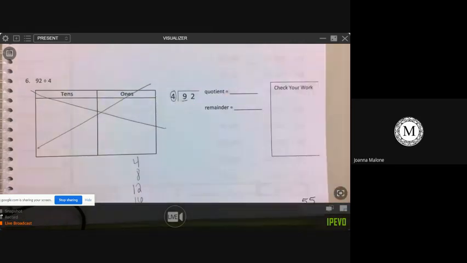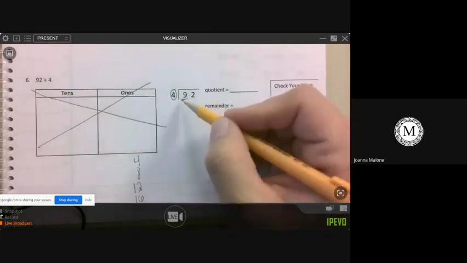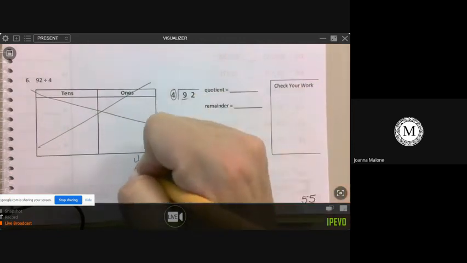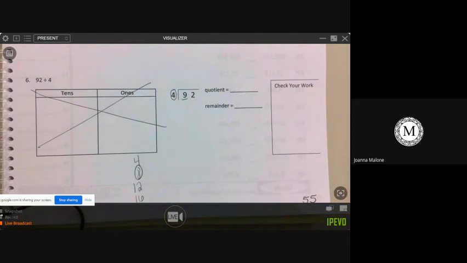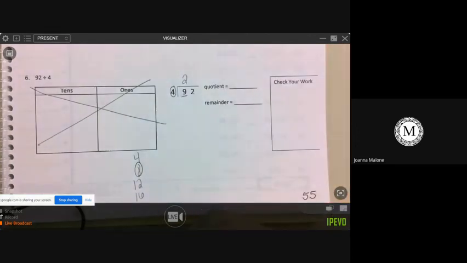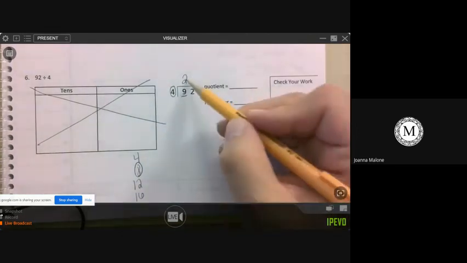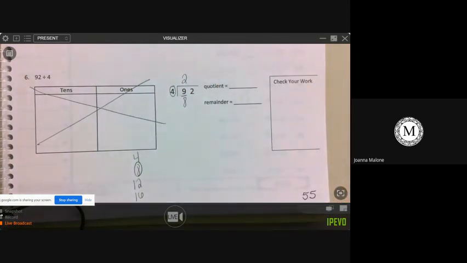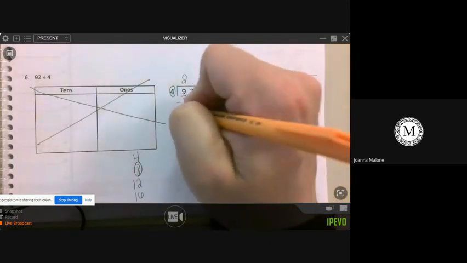9 divided by 4, right? So we had to make groups of 4. We got to skip count and get as close to 9 as we could without going over. That means 8. We're going to use 8 of those 9 discs to make how many groups? 1, 2. Okay, that was my division. Now I multiply. 2 times 4 is 8. After I multiply, I subtract. 9 minus 8 is 1.